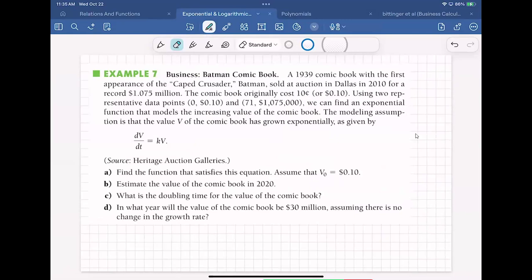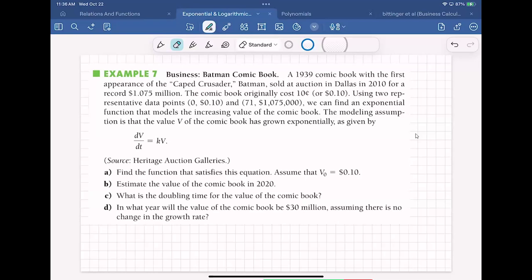But here's a problem, if you want to just take a picture of it so you don't have to copy the whole thing down. What you'll see here is an example of someone who bought a comic book back in, what do they say, 1939? And recently, in 2010, it was sold at auction. The original comic book was purchased for 10 cents, but it sold for over $1 million in 2010. Okay, so we're going to use an exponential model to say, hey, how has the price of this comic changed over the years? With that said, we're assuming that this item will just continue to grow in value.